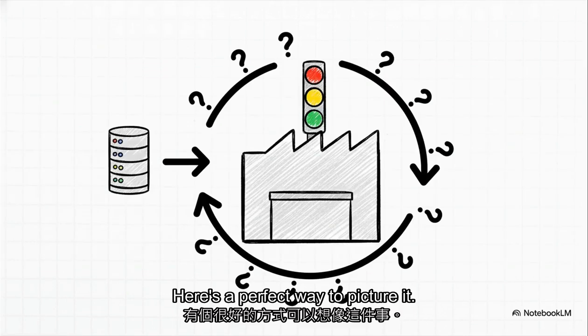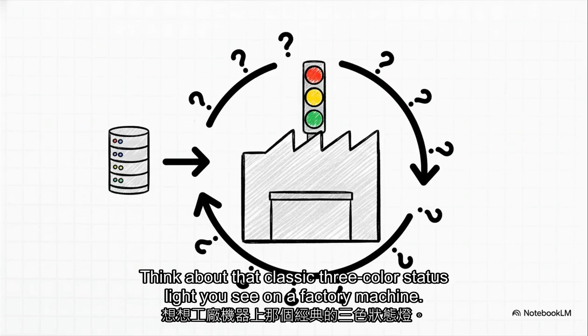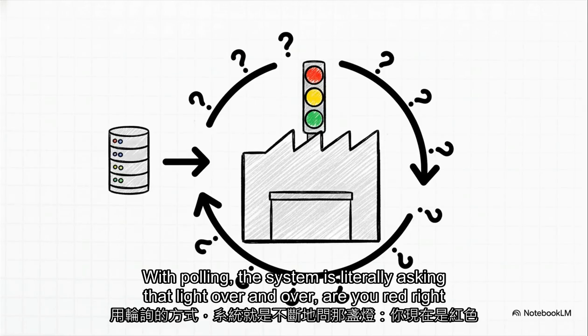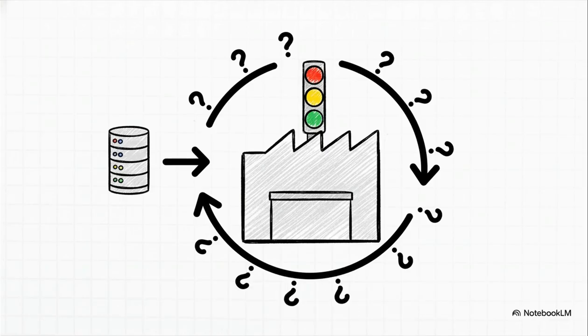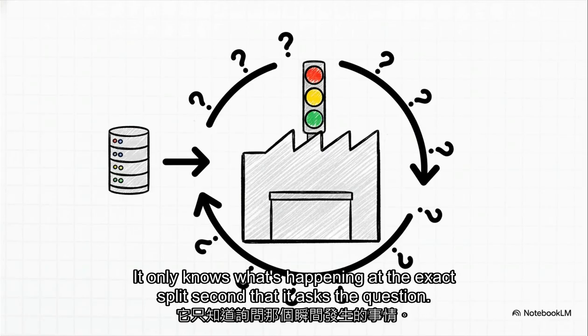Here's a perfect way to picture it. Think about that classic three-color status light you see on a factory machine. With polling, the system is literally asking that light over and over, are you red right now? Okay, are you yellow? Are you green? It only knows what's happening at the exact split second that it asks the question.